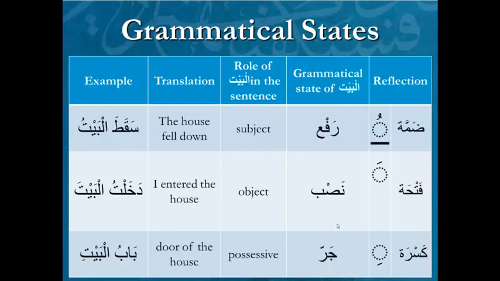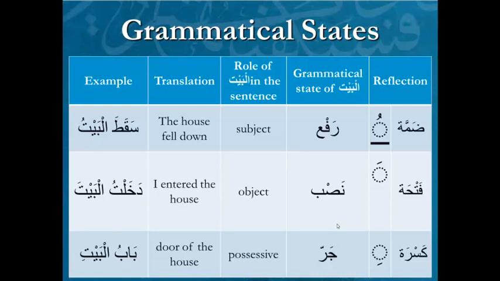And in the third example, we have the possessive. This phrase was introduced to you in week 2, when you get two nouns and the two nouns have an association between them, apostrophe s, or the two nouns are associated together, like Zayd's book was the example given over there. And here we have the example babul bayti, the house's door, or the door of the house.